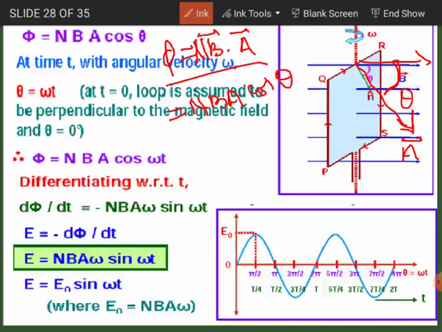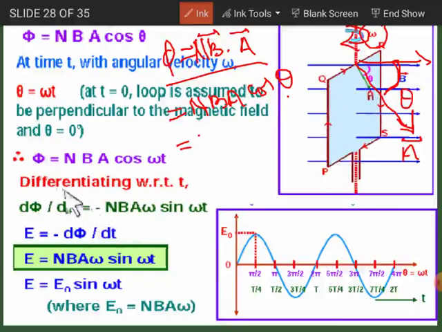Now this angle theta changes with the rotation of this armature or rectangular coil. If the rectangular coil rotates with some angular frequency omega, then we can replace theta by omega t, so that we have N B A cosine of omega t. Instead of theta you will have omega t. Got it? This is the total magnetic flux at any instant onto the area of the rectangular coil.